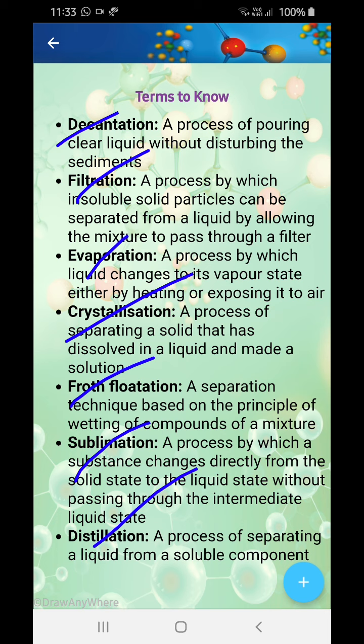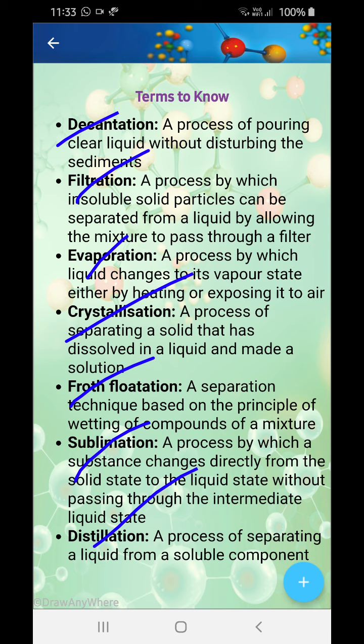Crystallization, a process of separating a solid that has been dissolved in a liquid, made into a solution. Suppose you take a supersaturated solution and then you crystallize it. Okay, you put it in the fridge and then you crystallize it. Crystals will form. Okay, then you get the crystals. Okay, crystallization is this.